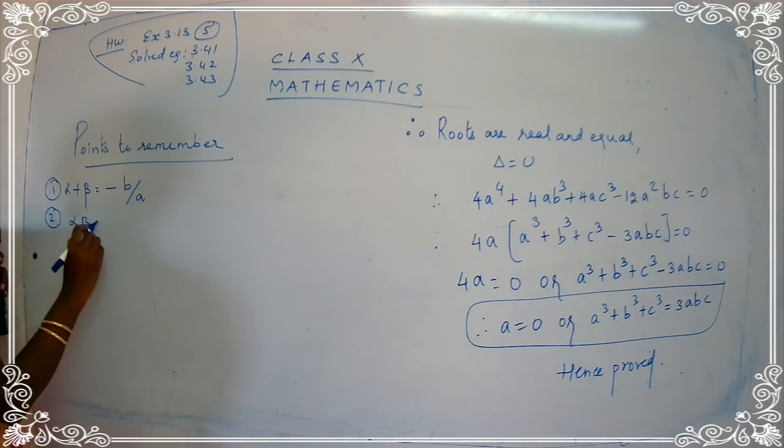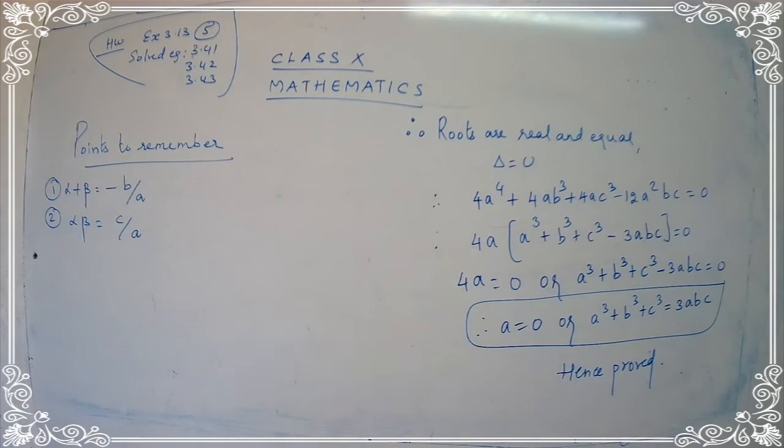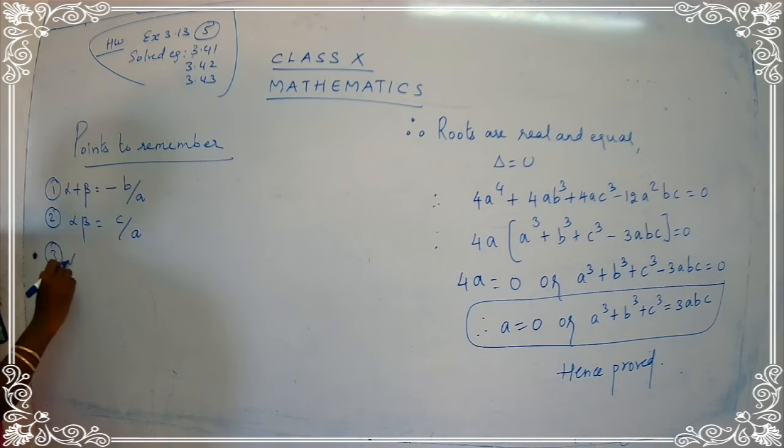What's the formula for alpha beta? C upon a. So tell me the formula for alpha plus beta. Alpha plus beta is equal to minus b upon a. What is the formula for alpha beta? C upon a. Write down the third formula, alpha minus beta.